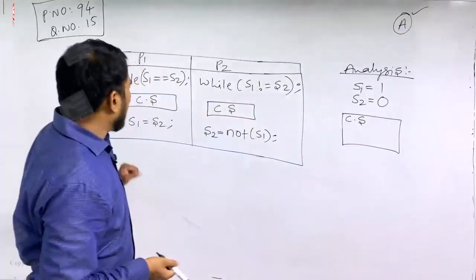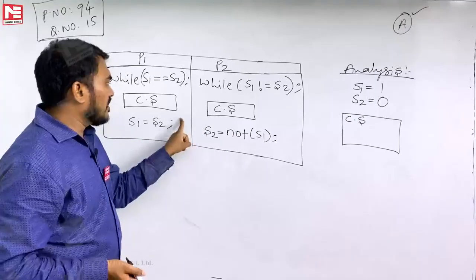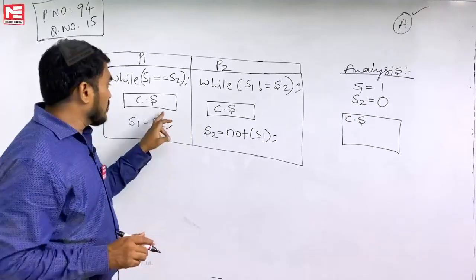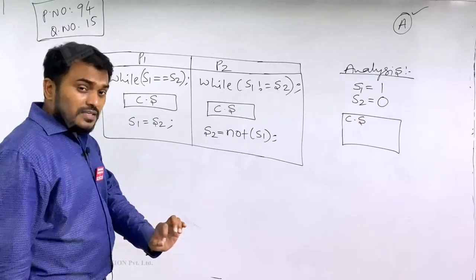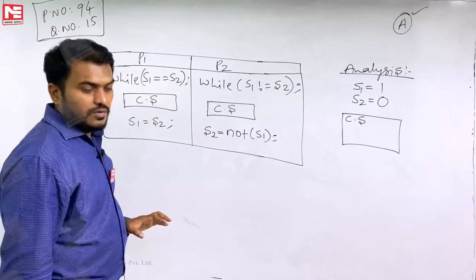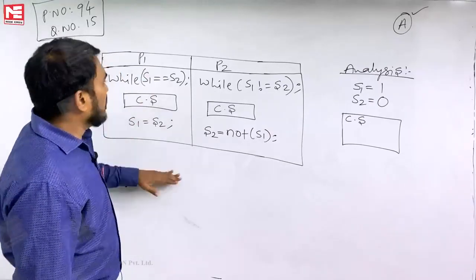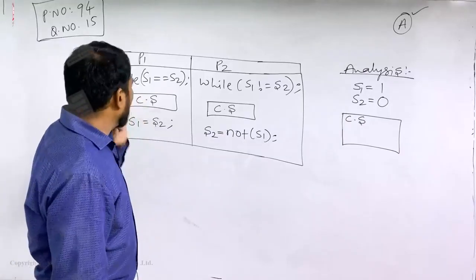So this is the code of P1 here, this is the code of P2 here, and you have a common critical section. Don't think we have two different critical sections, we have only one critical section, but the code used by P1 is different and the code used by P2 is different. You can start with either. Let's say I am starting with P1 first.